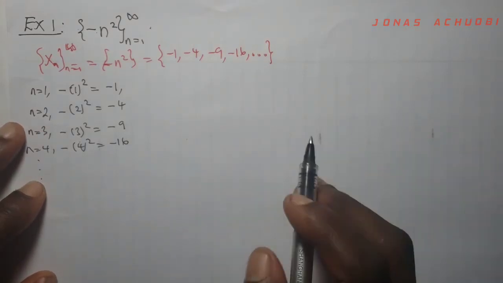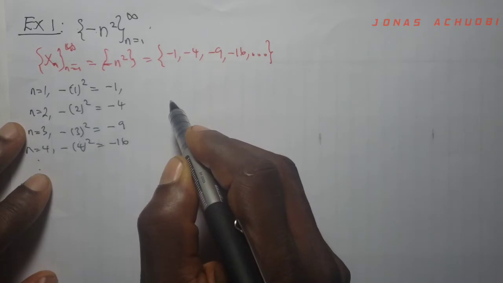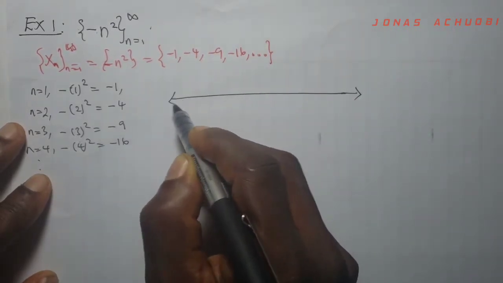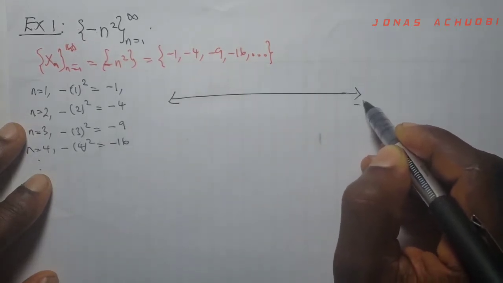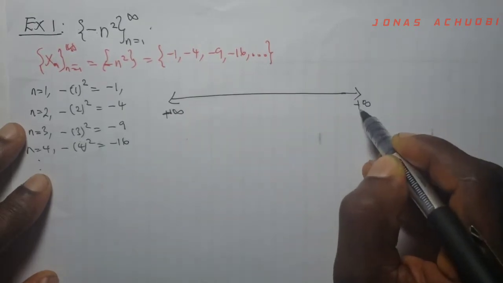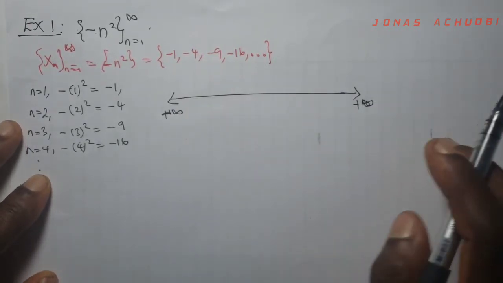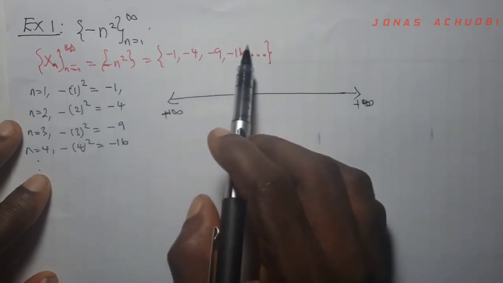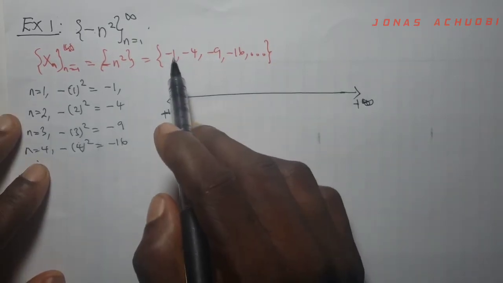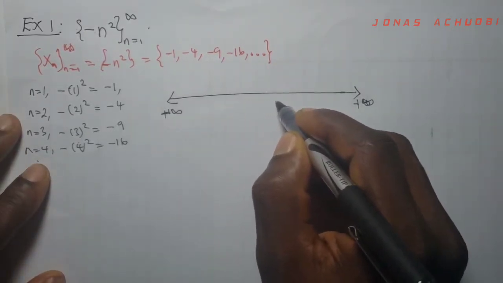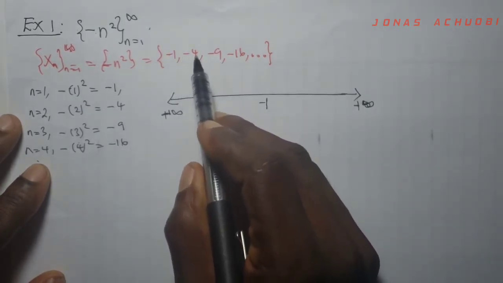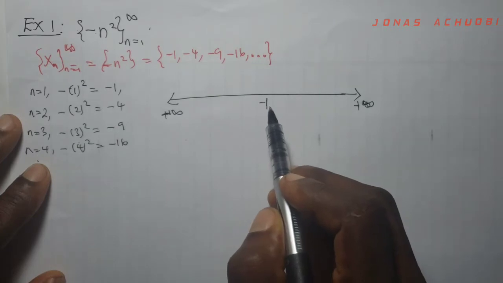And to help us visualize what is happening, let's do this. So I have my real number line here, from minus infinity to plus infinity. Now I want to arrange the terms of this sequence on the number line in order of their sizes. I have negative 1. So negative 1 is somewhere here. I have negative 4. Now negative 4 and negative 1, which one is bigger?